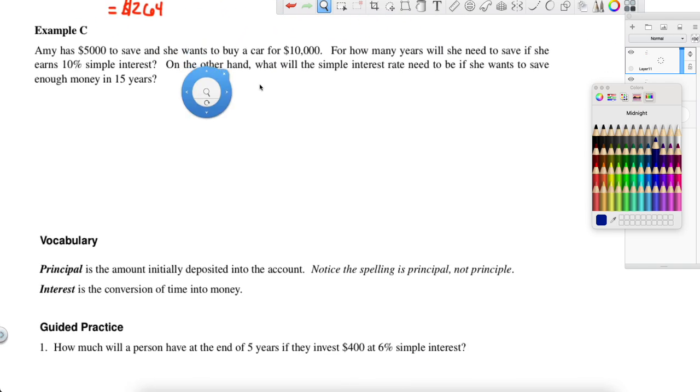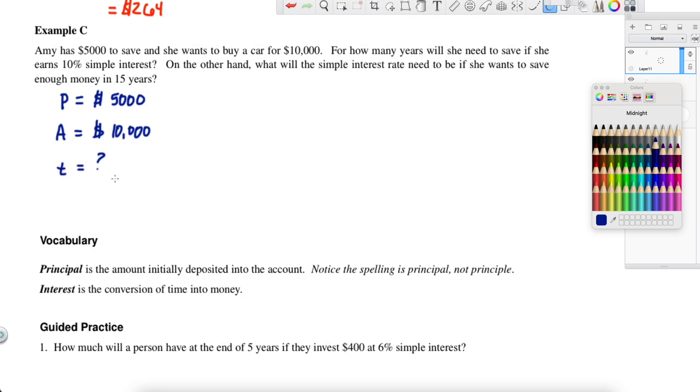Okay. Example C. Amy has $5,000 to save, and she wants to buy a car for $10,000. Okay, so it sounds like she has an initial principal of $5,000, and she needs that to grow to $10,000 in some future time so that she can buy a car. And she wants to know how many years. So she doesn't know the time that she needs to invest, but she knows she's getting simple interest of 10%. 10% is really good.